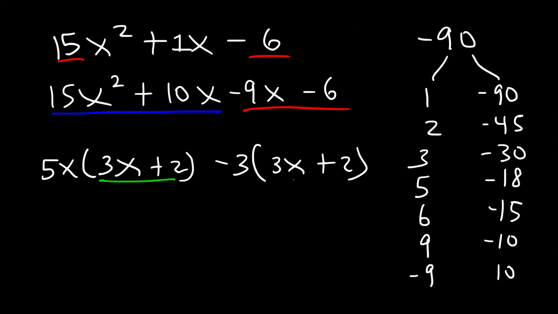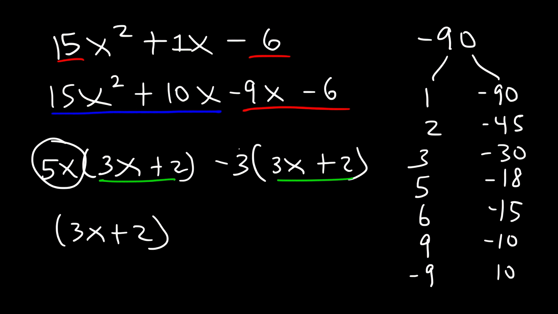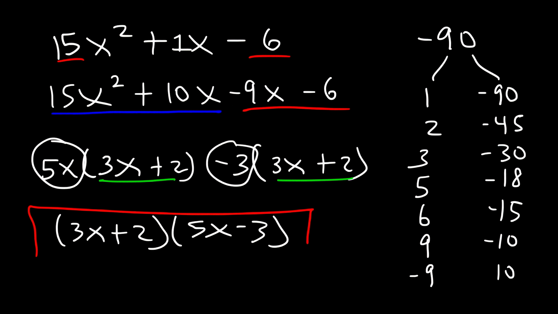And notice that we have a common term. So now let's take out 3x plus 2. We'll be left over with 5x minus 3. And so that is the answer. So now you know how to factor a trinomial when the leading coefficient is not 1.